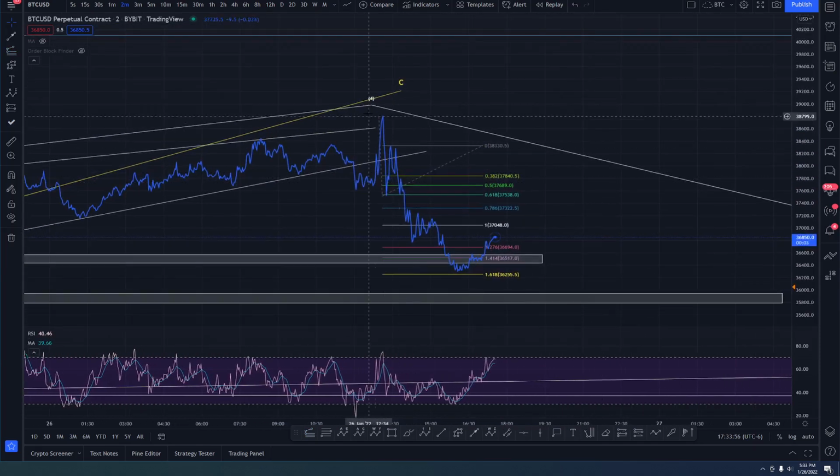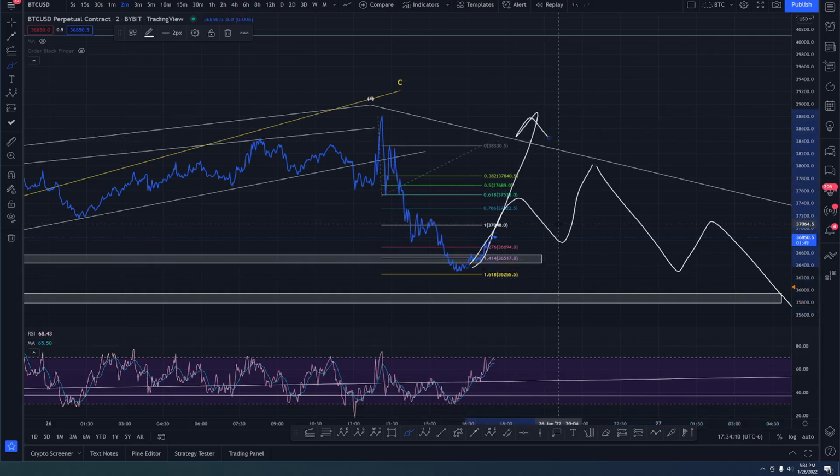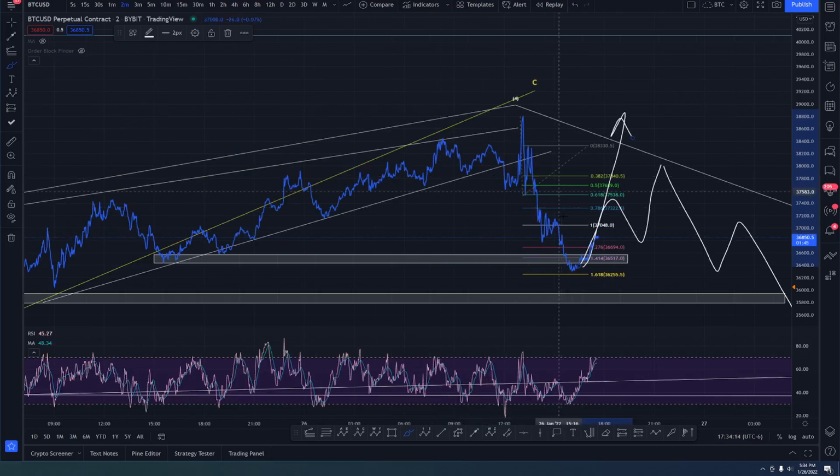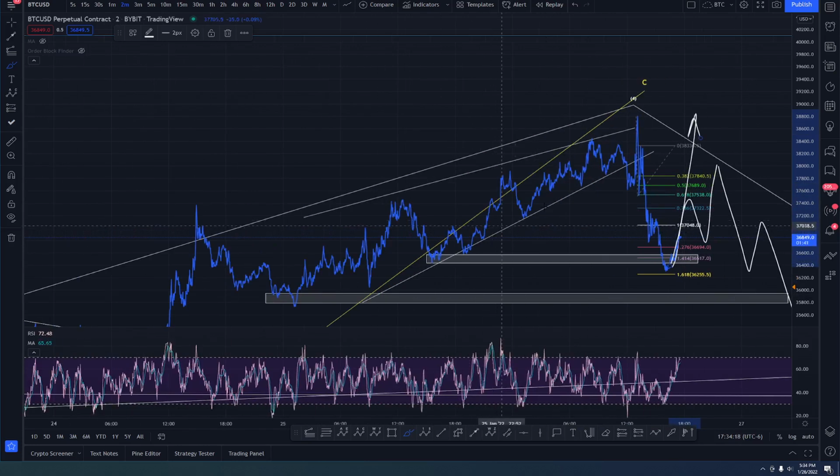So I'm wondering if this is a 3-wave move that I should then expect some kind of a 3-wave move followed by another 3-wave move, okay? Or is this done and now we start heading up from here? That's a possibility as well. That would be an awful small correction there in this area, but nevertheless, it's possible.